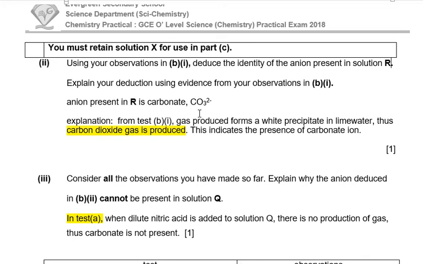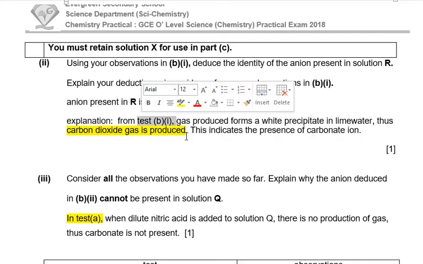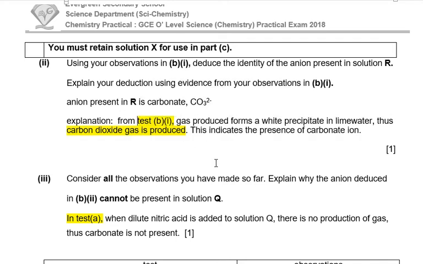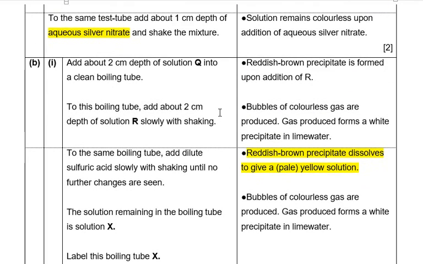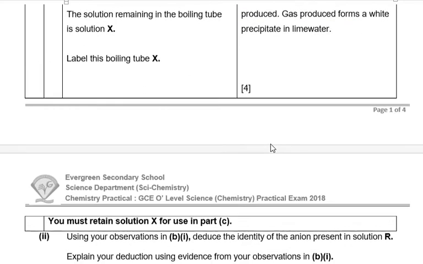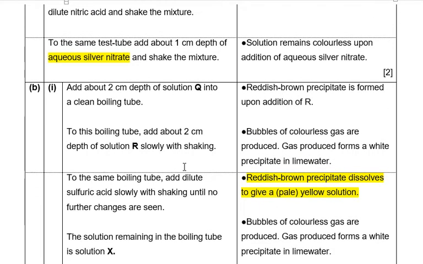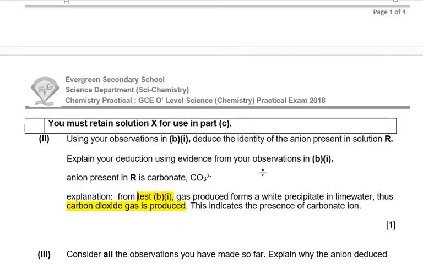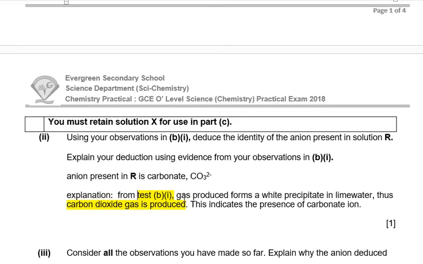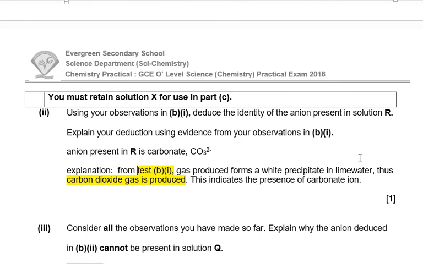How do I know? So explanation wise, you need to use the TOC method. You mention which test it is from. So from test B part 1 over here, what do you do? Upon adding your dilute sulfuric acid, colorless gas is produced, and the gas produced forms a white precipitate in lime water.